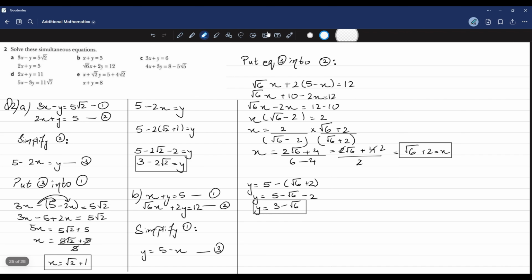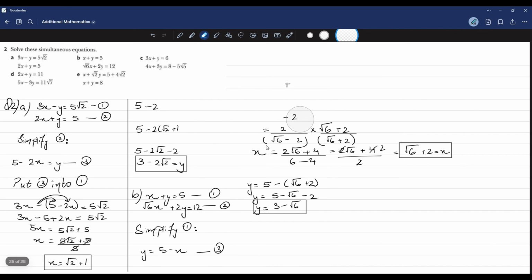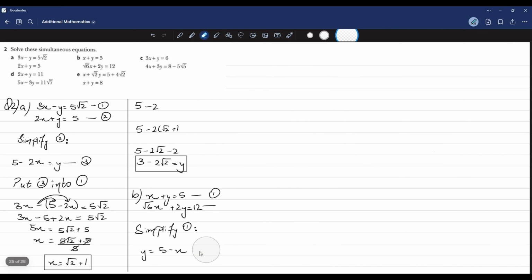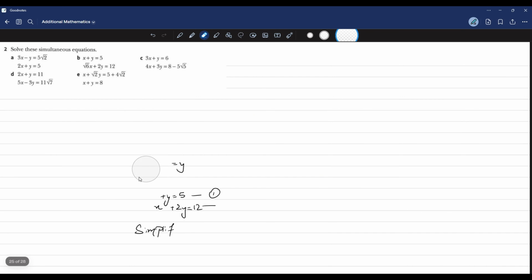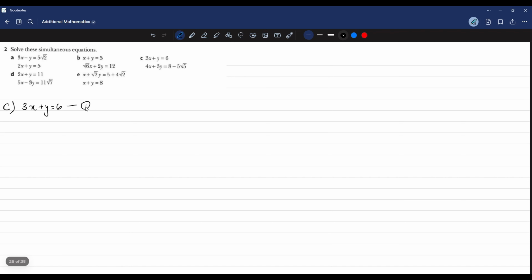I think I'm going to need some space, so that's why I'm going to raise this up. Okay. Part C, we have something like 3x plus y is equal to 6. And this is equation 1. As for the second equation, we have got 4x plus 3y is equal to 8 minus 5 under root 5. And this is it for equation 2.